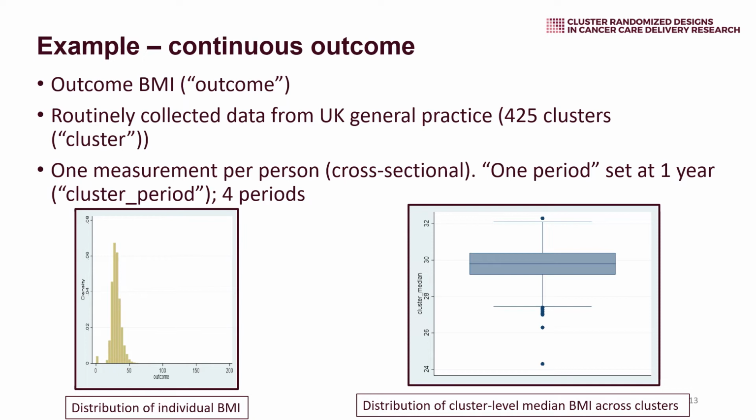So the histogram on the left-hand side shows us the distribution of the individual BMIs across the data set. And then on the right-hand side, the box whisker plot just simply plots the cluster level median of the BMIs across the different clusters. And this just gives us some idea of how those cluster level medians in this case vary across the different clusters.